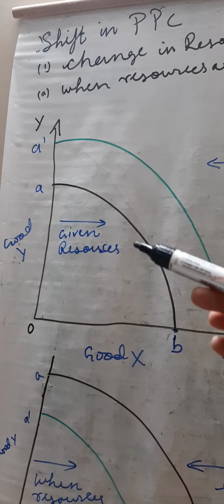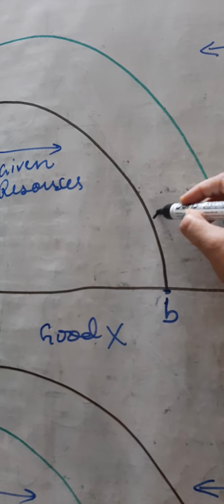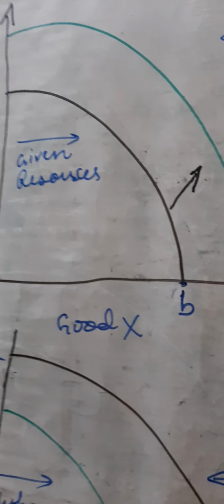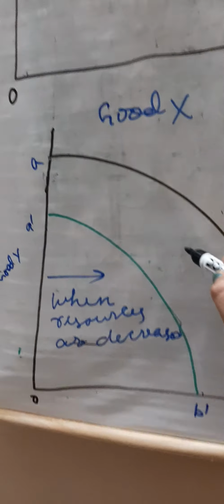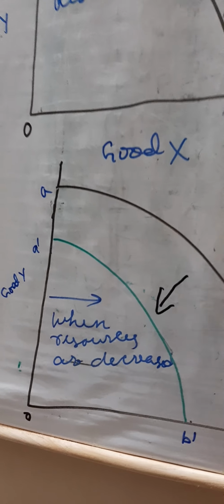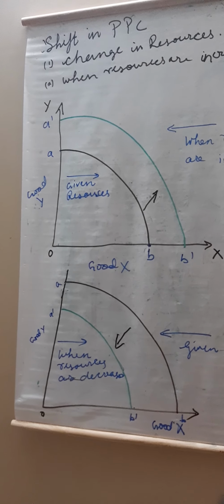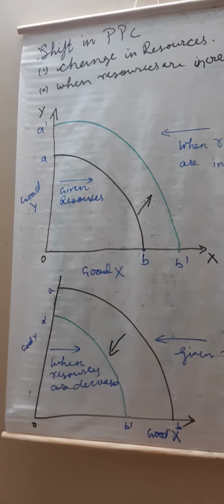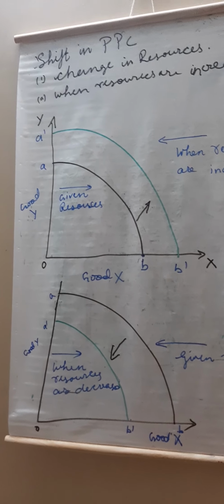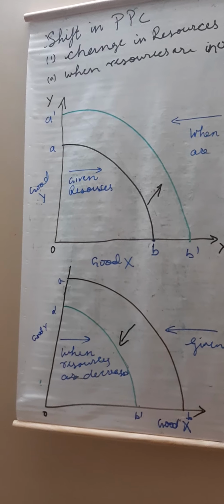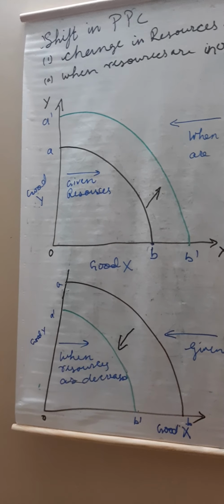In the upper case, we have seen that when resources are increased, the PPC curve has shifted upwards. And when resources are decreased, the PPC has shifted downwards. So this is the shift of the PPC curve due to a change in resources. In the next video, I will explain the graphical pattern of change in technology, how it shifts the PPC curve.